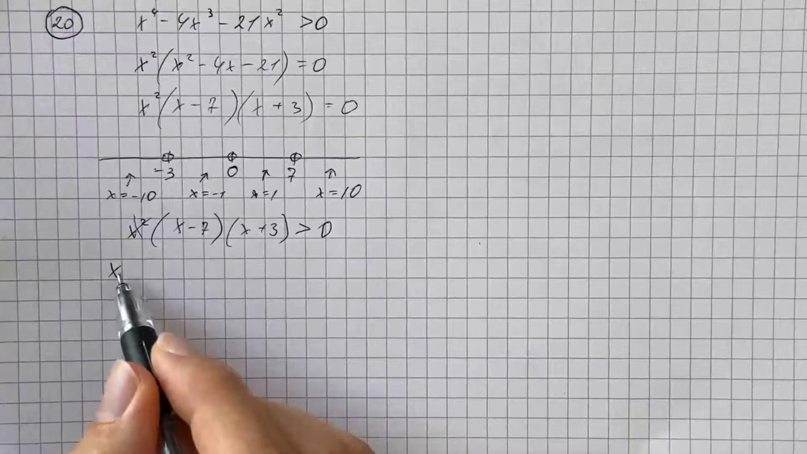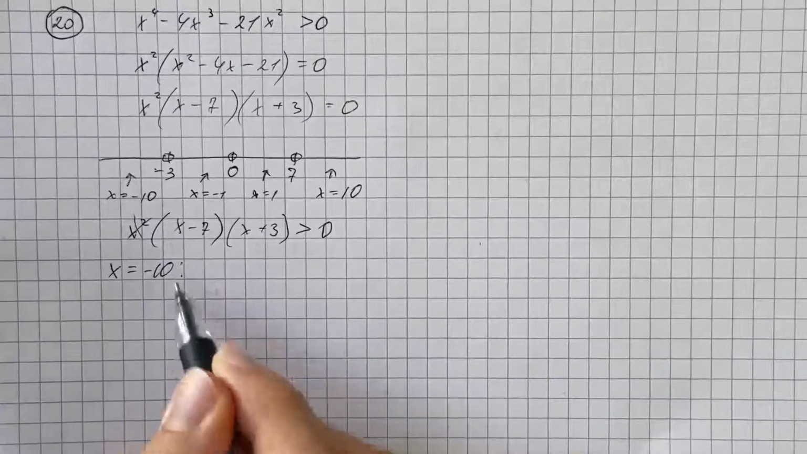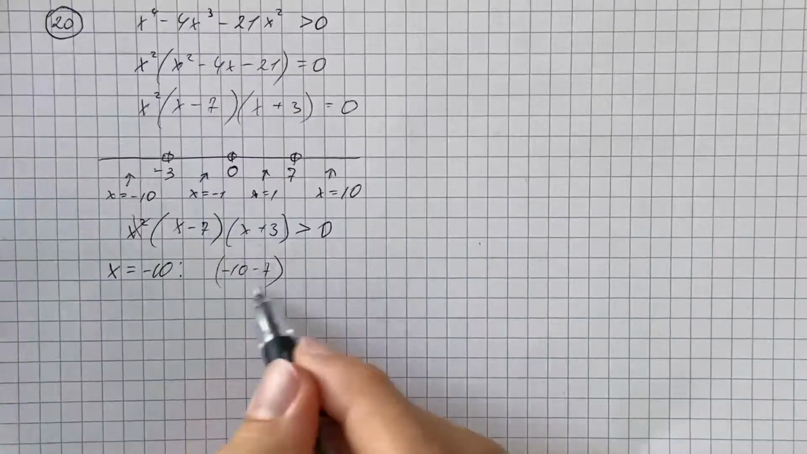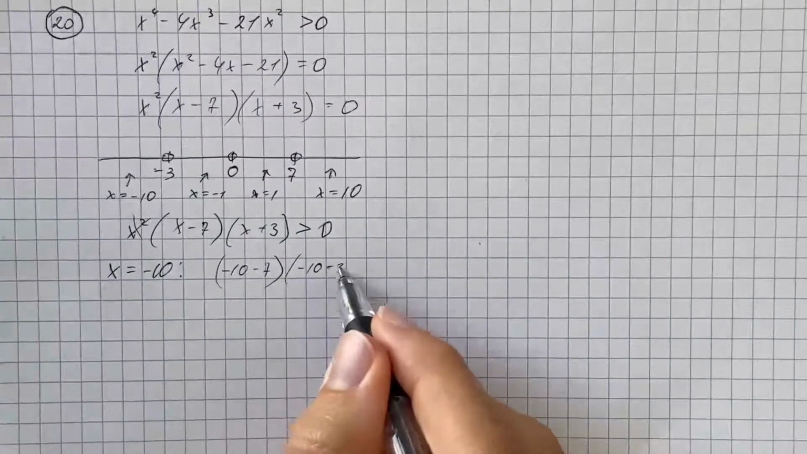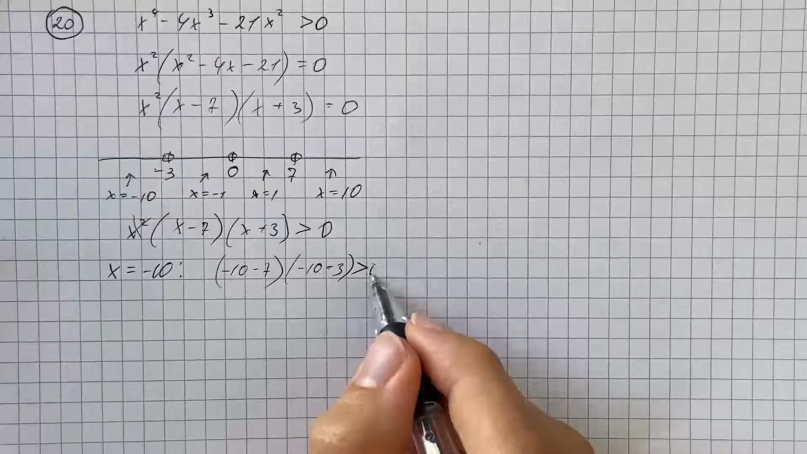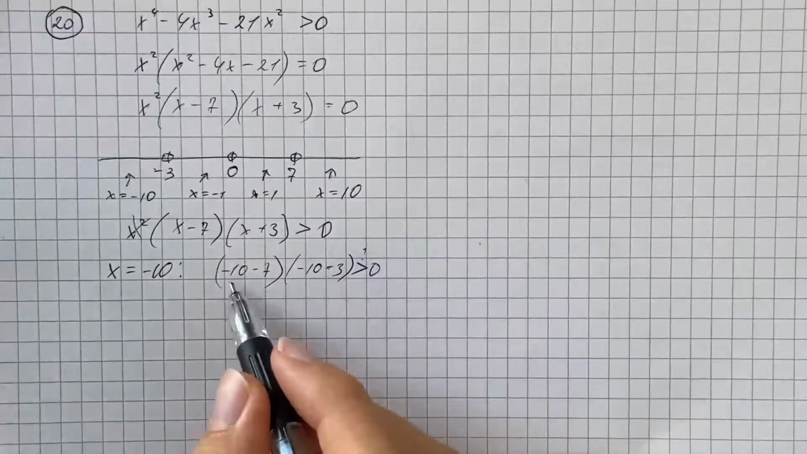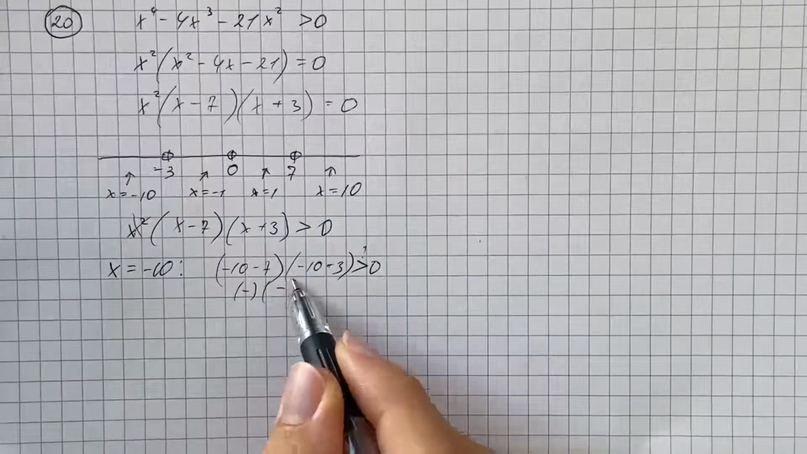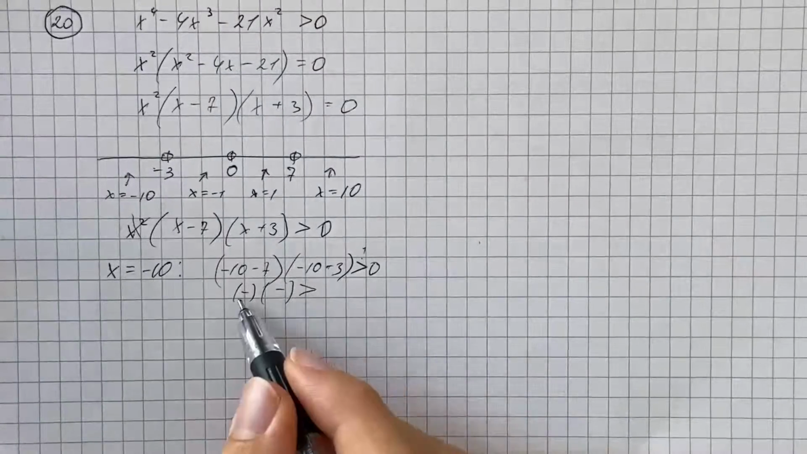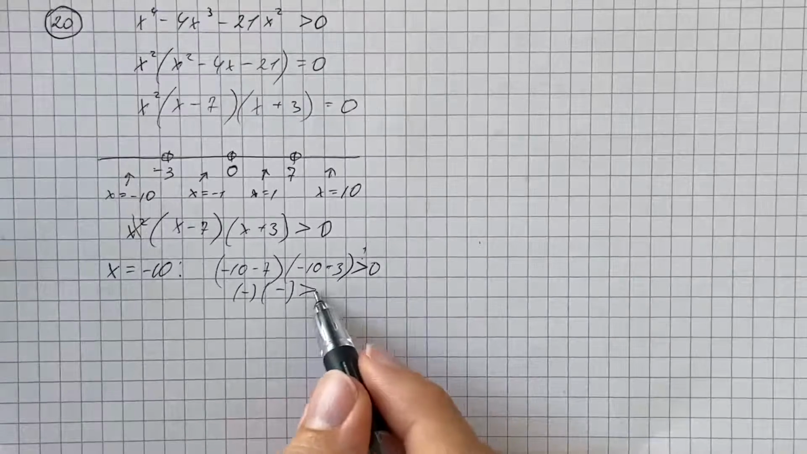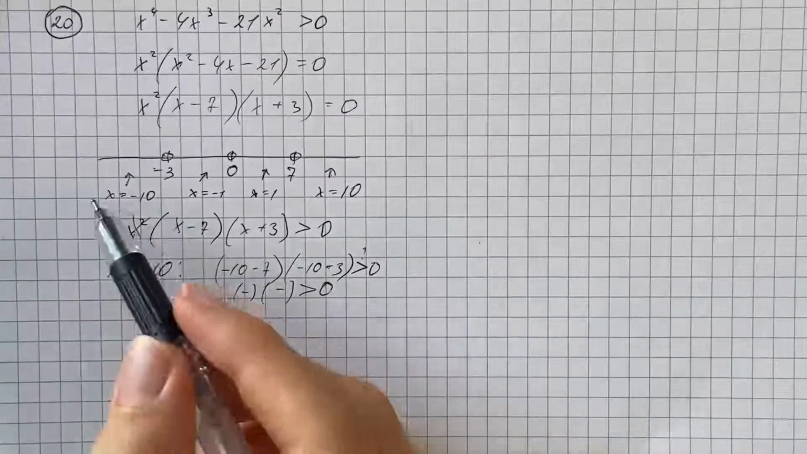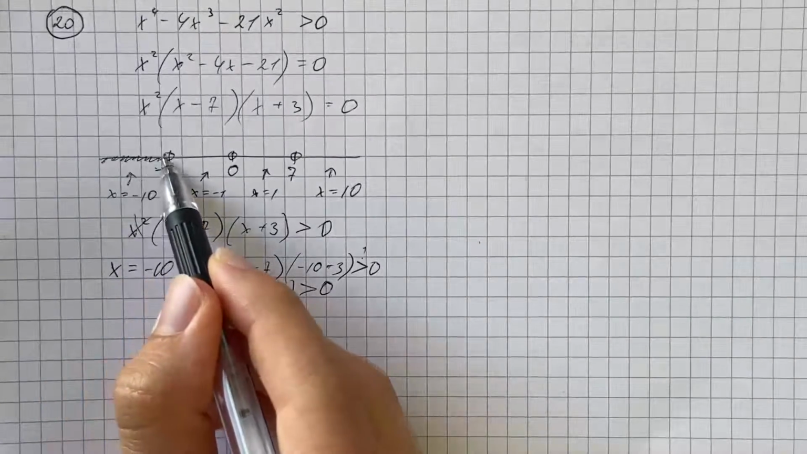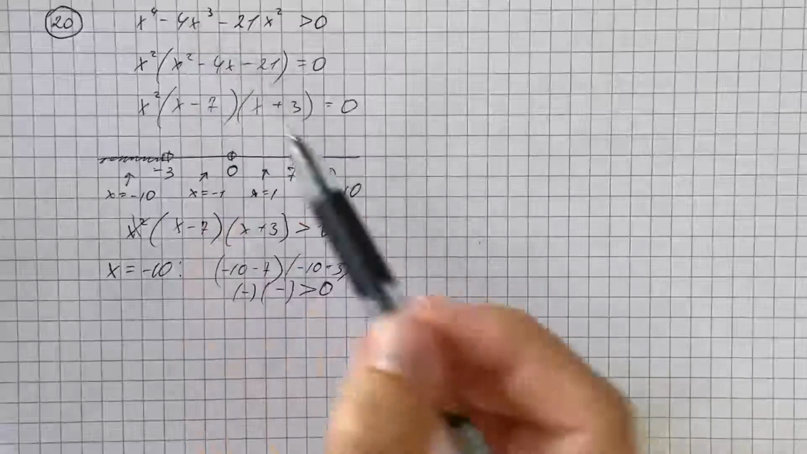So at first we're going to use x equals -10, and we substitute it here and get (-10 minus 7) times (-10 plus 3). Is it greater than 0? So here we get negative number times negative number, and it gives us positive number which is greater than 0. So all numbers which are less than -3 will satisfy our inequality.